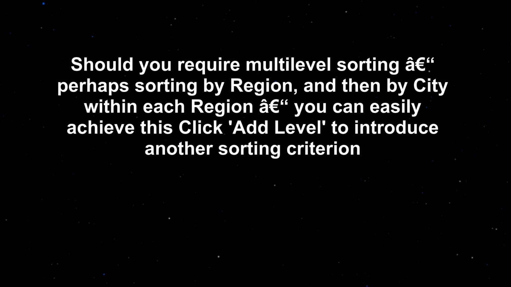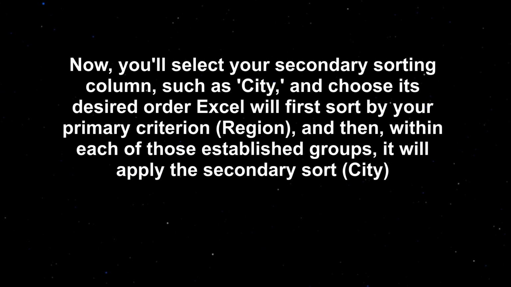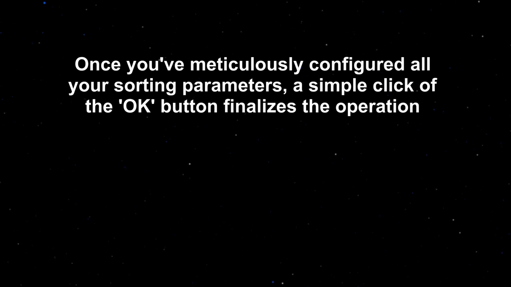Should you require multi-level sorting, perhaps sorting by region, and then by city within each region, you can easily achieve this. Click Add Level to introduce another sorting criterion. Now, you'll select your secondary sorting column, such as city, and choose its desired order. Excel will first sort by your primary criterion, region, and then, within each of those established groups, it will apply the secondary sort, city. Once you've meticulously configured all your sorting parameters, a simple click of the OK button finalizes the operation.